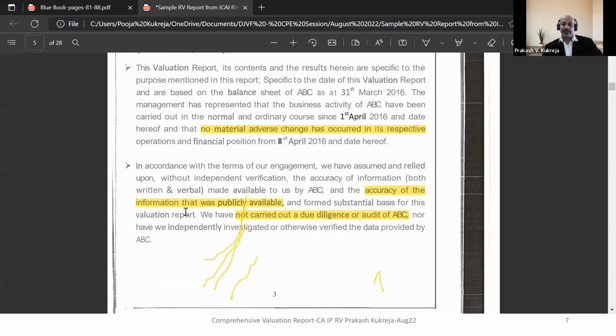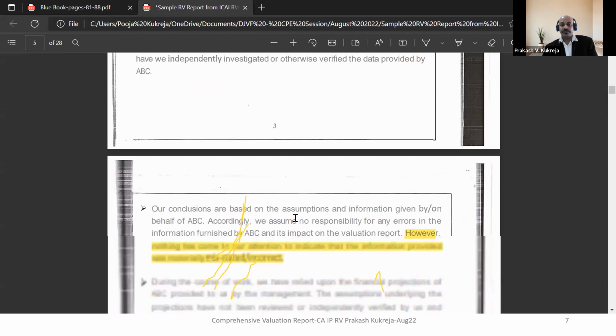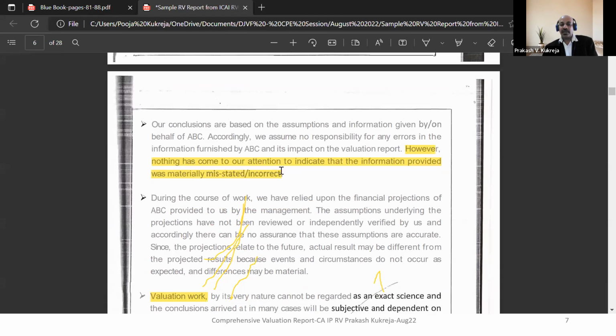Then accuracy of the information that was publicly available and formed the substantial basis of this. We have not carried out a due diligence or audit of ABC. So again, very, very important. It was publicly available. There is no due diligence carried out for that specific ABC Limited also. Then, however, nothing has come to our attention to indicate that the information provided was materially misstated, which shows that the RV has done some due diligence, right? Basis it, they say there is no material misstatement, or that whatever information provided by the management is not incorrect.